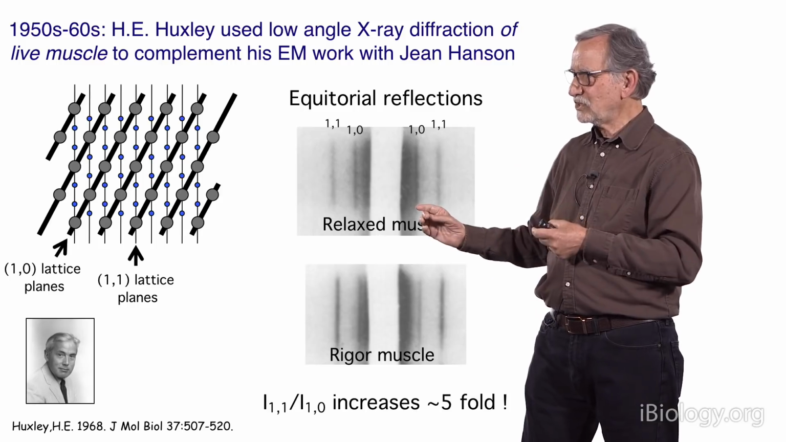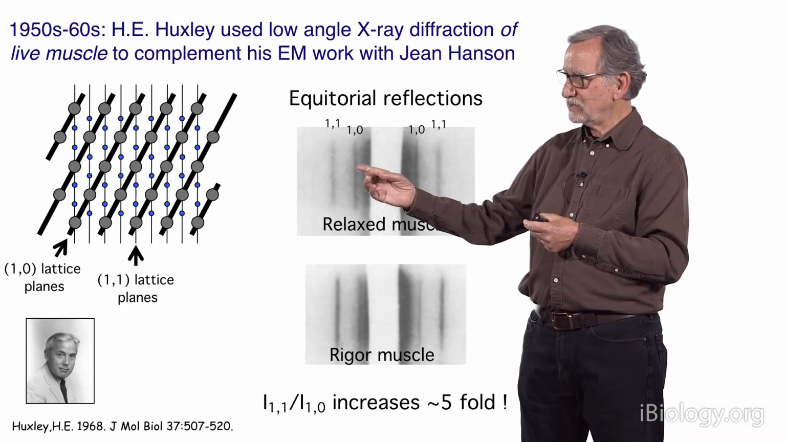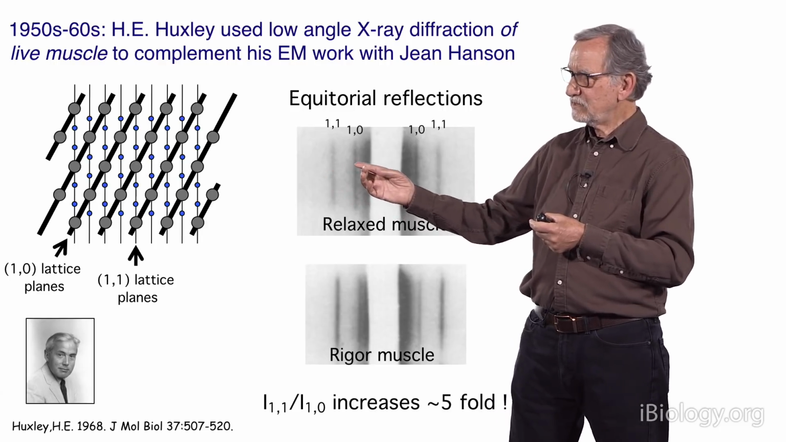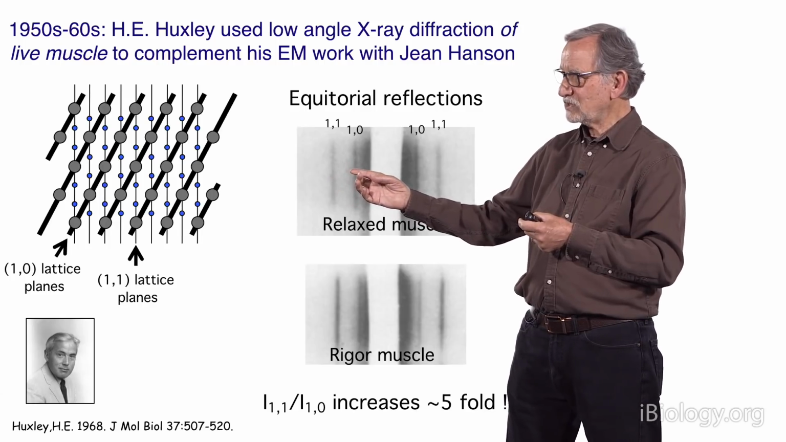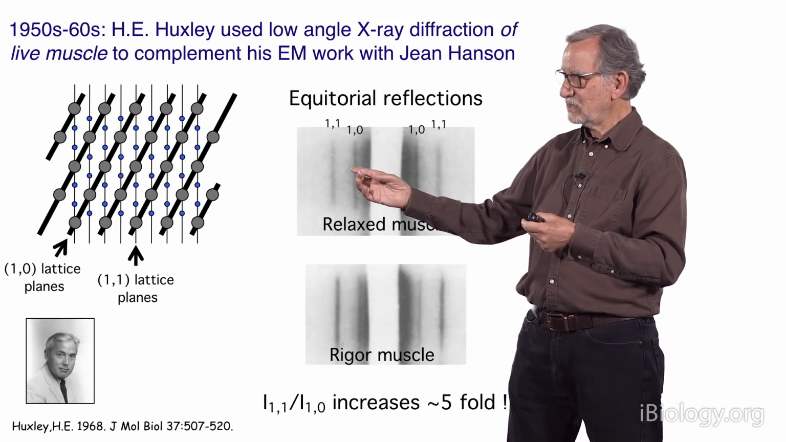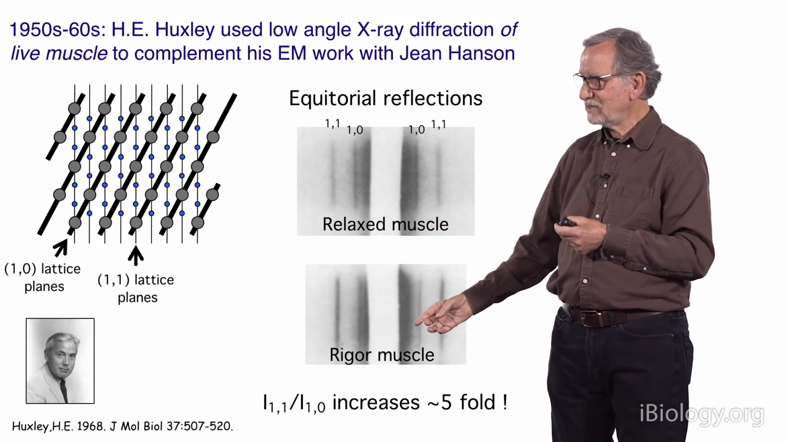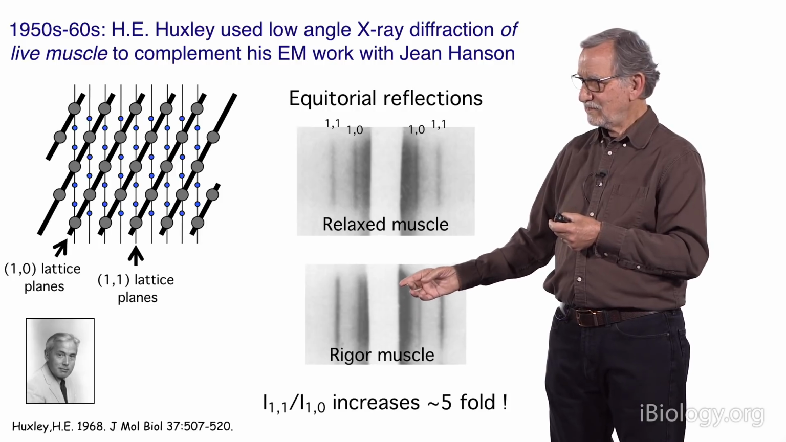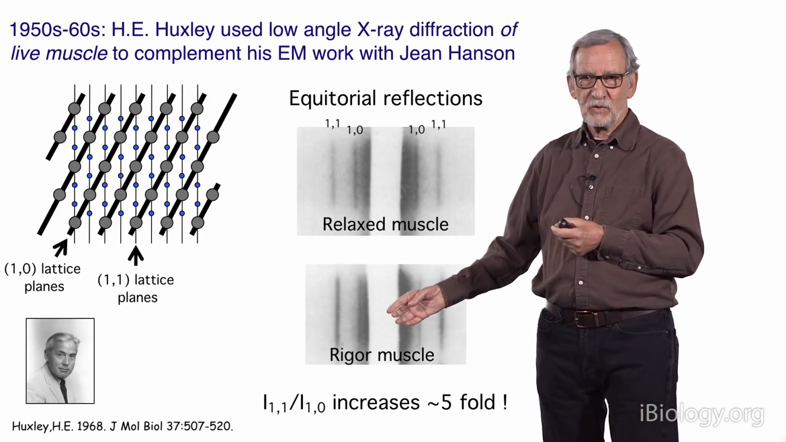Those give reflections in a diffraction pattern that are shown here. Here's the 1-0 reflection, and here's the 1-1 reflection. And they're sort of similar strengths, okay? The 1-0 reflection, as I said, may be a bit stronger. But look what happens during contraction. During contraction, the 1-1 reflection divided by the 1-0 reflection, that ratio increases about 5-fold.